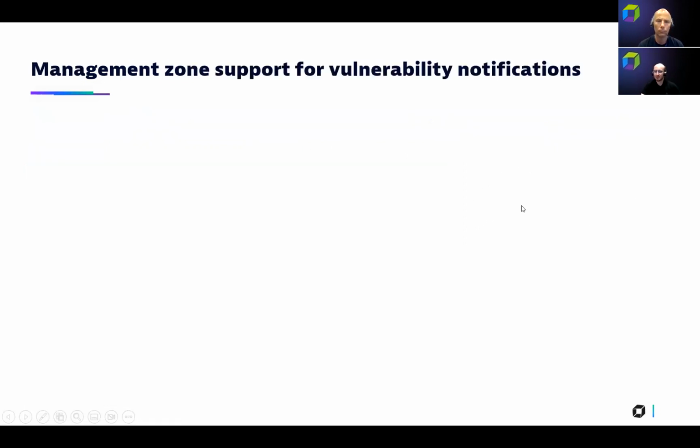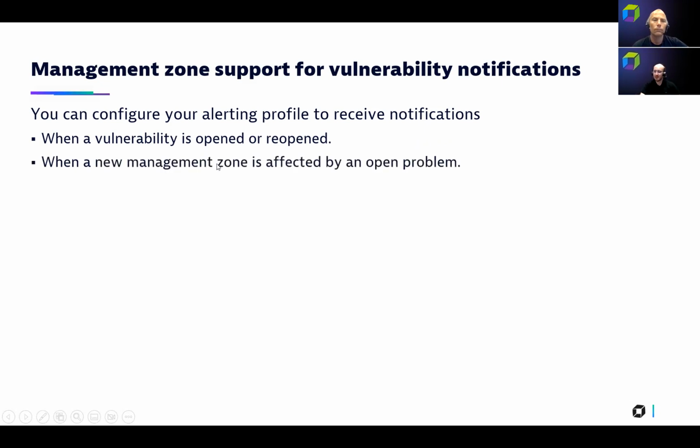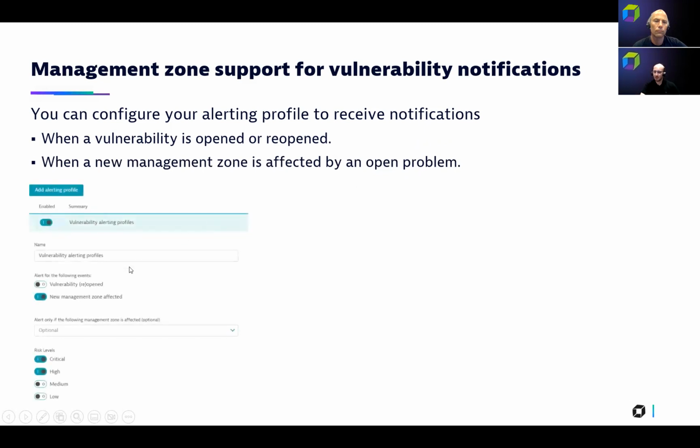And the next one is the management zone support for vulnerability notifications. You can configure your alerting profile to receive notifications, also the same for your security alerts. And there are two new features. You have a new toggle to get a notification when a vulnerability is opened or reopened, and also when a new management zone is affected by an open problem. These are all available under the alerting profile section, and these are the toggles that you can easily find in your platform. Okay.